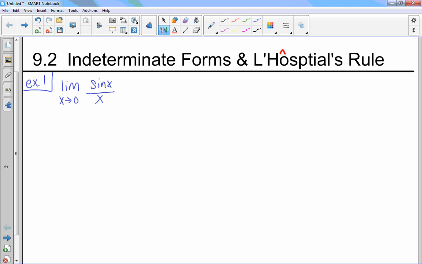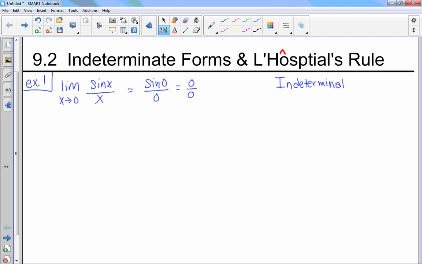Okay. Well, the problem right now is if we plug in 0, we get sine 0 over 0. And what is sine of 0? 0. So we end up with 0 over 0. That's an indeterminate form. Indeterminate forms come in a lot of different ways. I'll make a whole list for you.